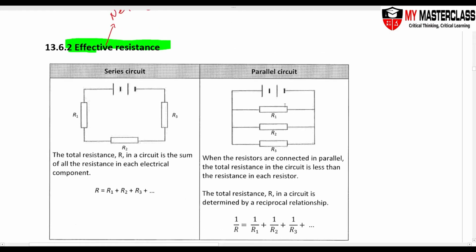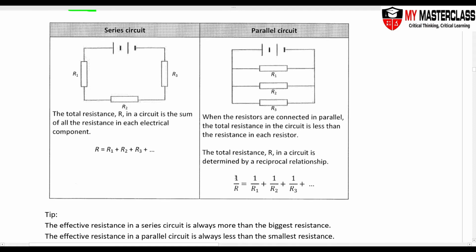If they are connected in parallel, then you have to go through an intermediary step. So you have to calculate 1 over R first, and then take the reciprocal of this 1 over R. So 1 over R will be equal to 1 over this whole thing here. And the reciprocal of 1 over R will just give you R. So R is equal to 1 over this thing here, right?